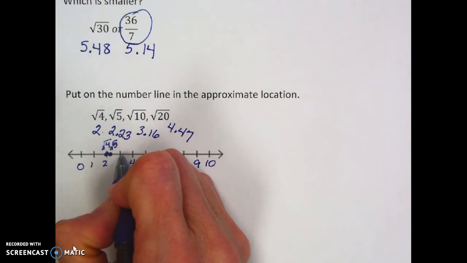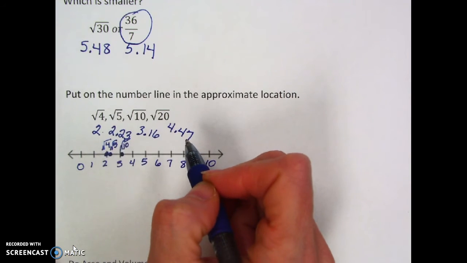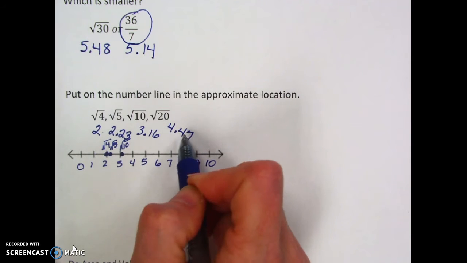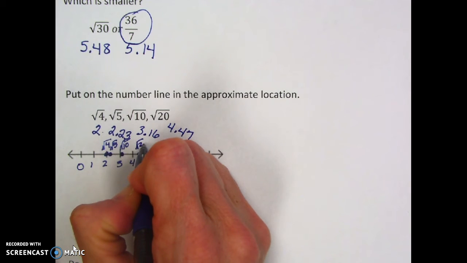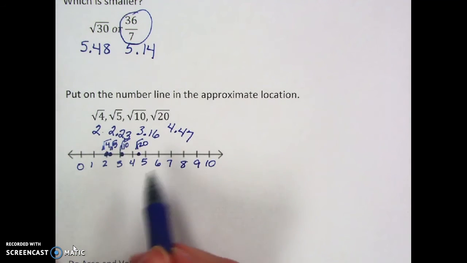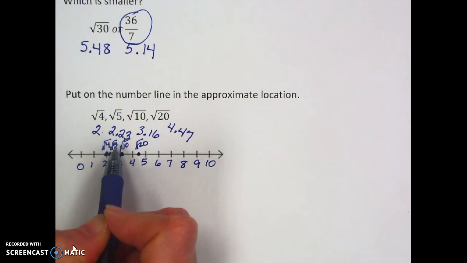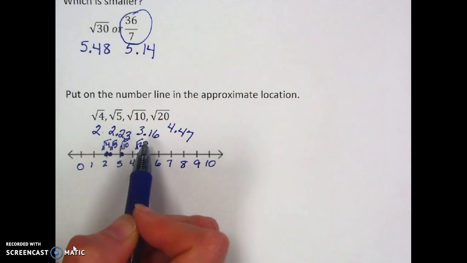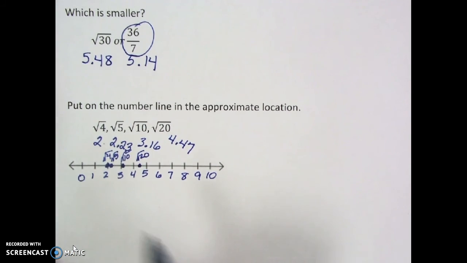3.16 is just past the 3, and that is our square root of 10. And 4.47 is almost right in the middle of 4 and 5, and that's our square root of 20. So we can put them on a number line, and then we can tell what order they are. The square root of 4 would be the smallest, square root of 5 would be next, square root of 10, and then square root of 20 would be the largest. Alright, so you might have to put some on a number line and compare them.